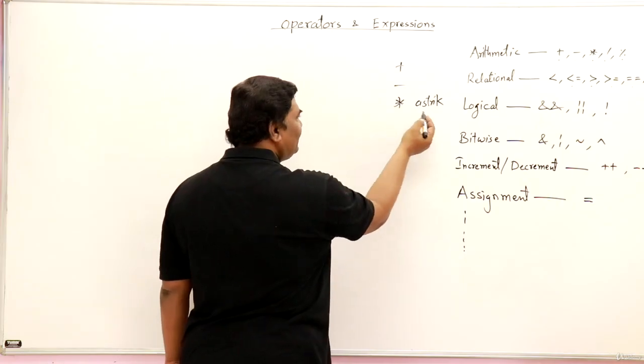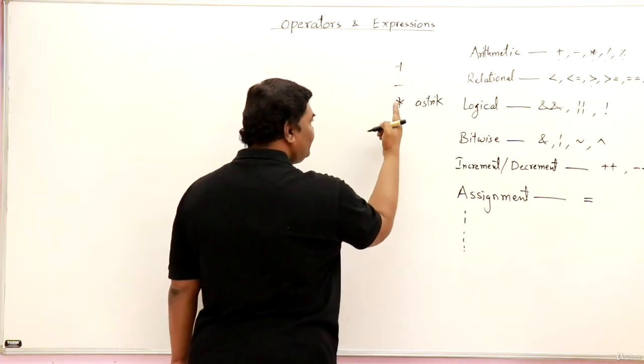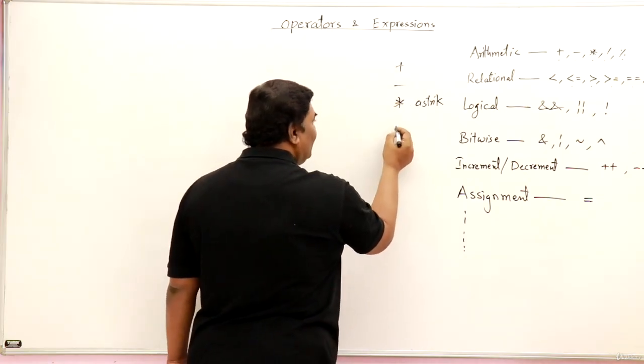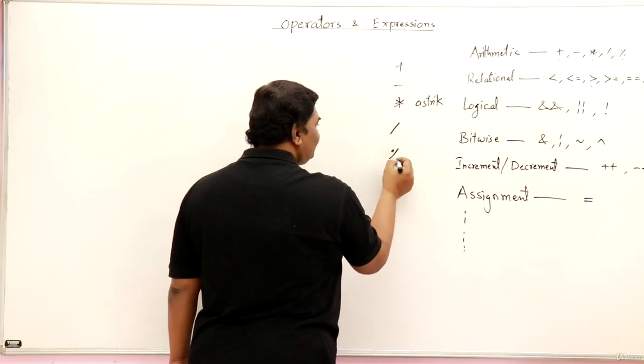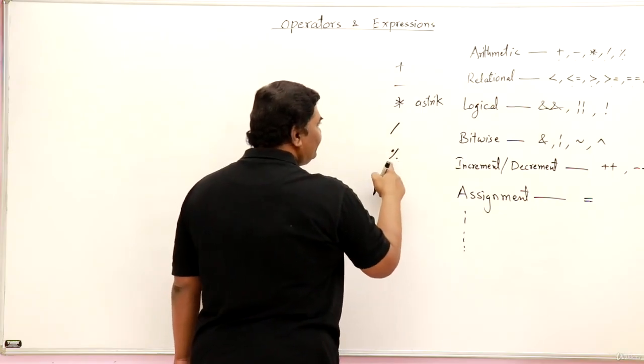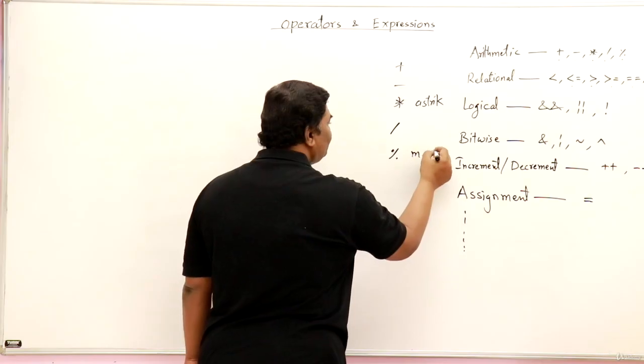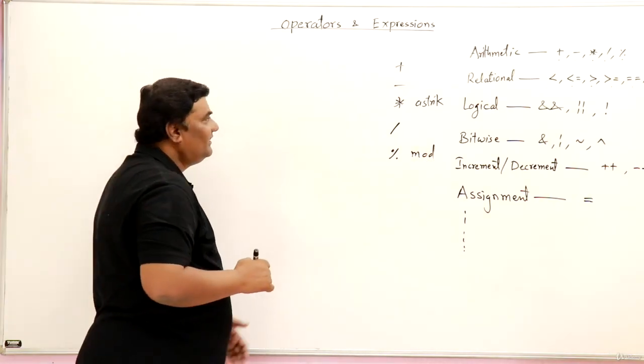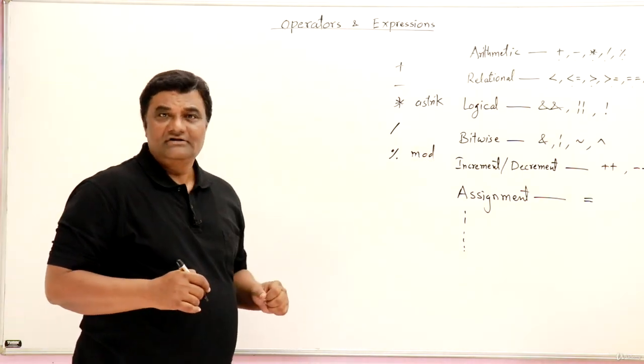Students call it a star. This is asterisk. Addition, subtraction. This is used as multiplication, and then this is division, and this is the percent symbol, and this is mod. This we call mod in C++. Let us understand how they work.